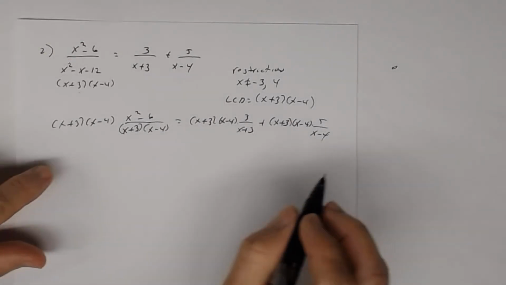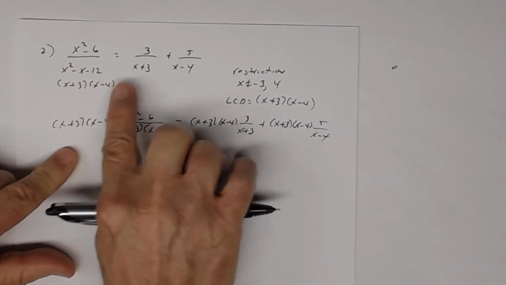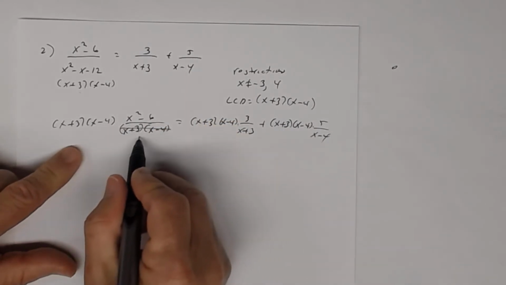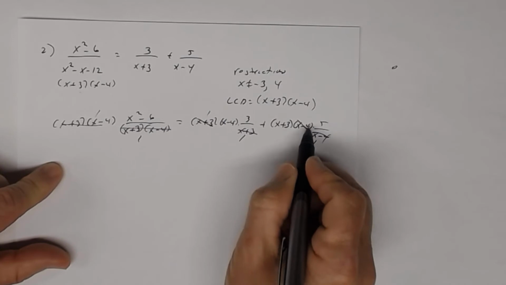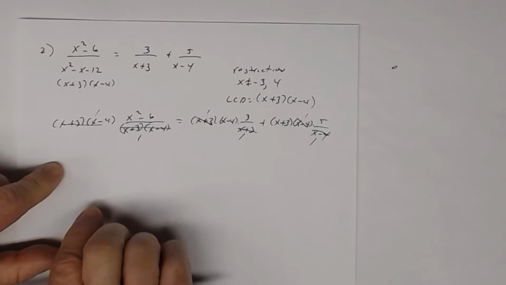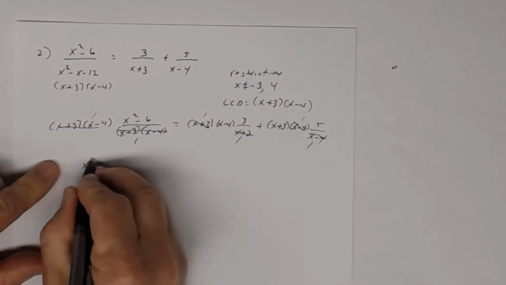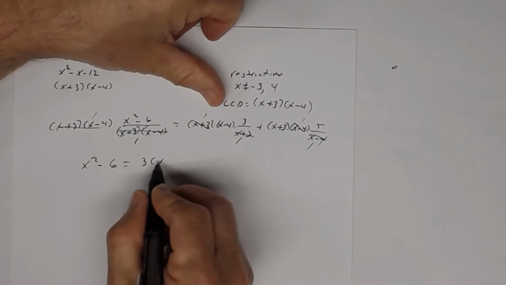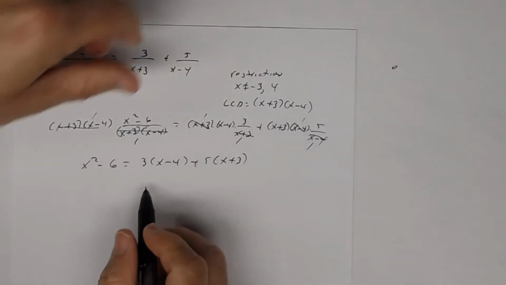Now remember, the whole purpose of multiplying both sides by the LCD, which technically you're multiplying every fraction by the LCD, is to clear those denominators. Get those denominators to be factors of 1. So these divide out. X plus 3 divides with this x plus 3, and the x minus 4 divides with this x minus 4. So see, you have factors of 1. So in effect, you cleared the fractions. So I have this is 1 times x squared minus 6, so you get x squared minus 6 equal. Over here you get 3 times x minus 4 plus, and then 5 times x plus 3. Okay?